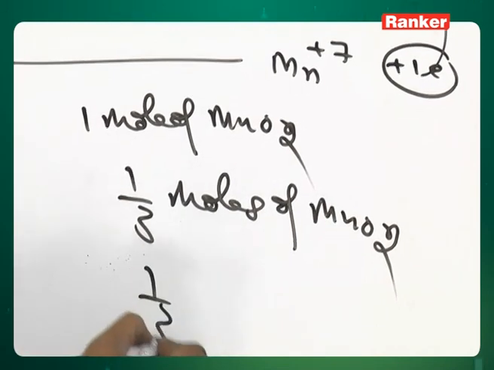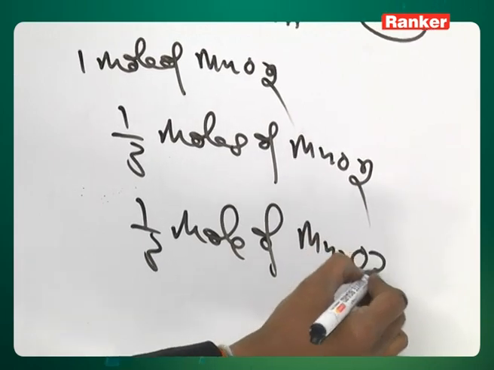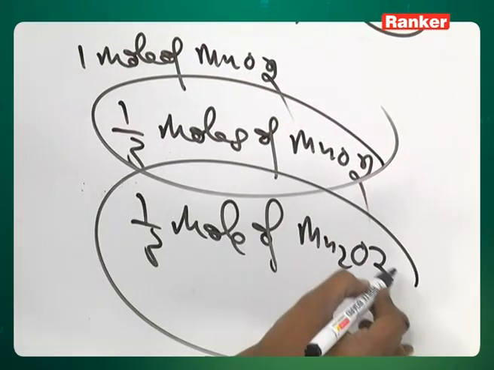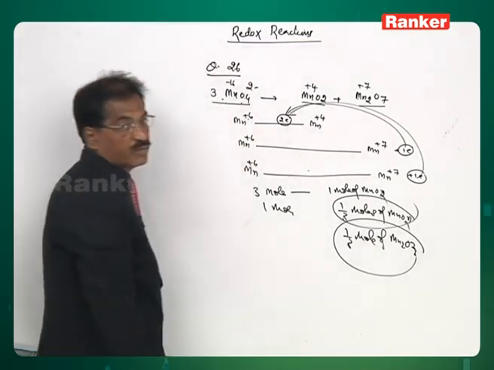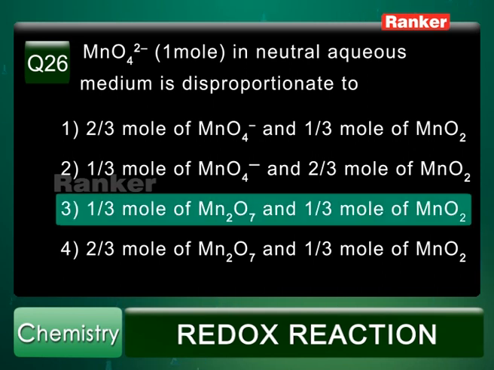Similarly, 1/3 mole of Mn2O7. So, moles of MnO2 is 1/3, moles of Mn2O7 is also 1/3. 1/3 and 1/3. So, select the option where 1/3 moles of Mn2O7 and 1/3 moles of MnO2 are participating. So, 3.